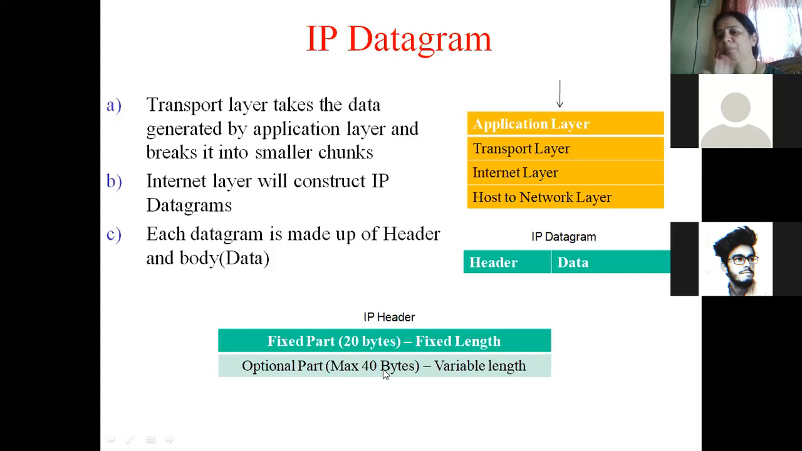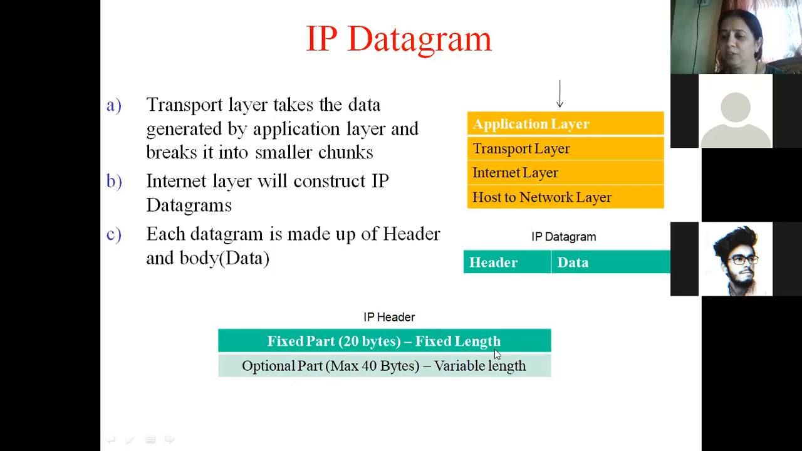Maximum is the max limit of that particular optional part. But it can be 0 bytes also. 0 bytes means no optional part. It can be 5 bytes also. It can be 10 bytes also. Maximum the optional part can be up to 40 bytes. So this optional part is variable length, whereas the fixed part is fixed length.